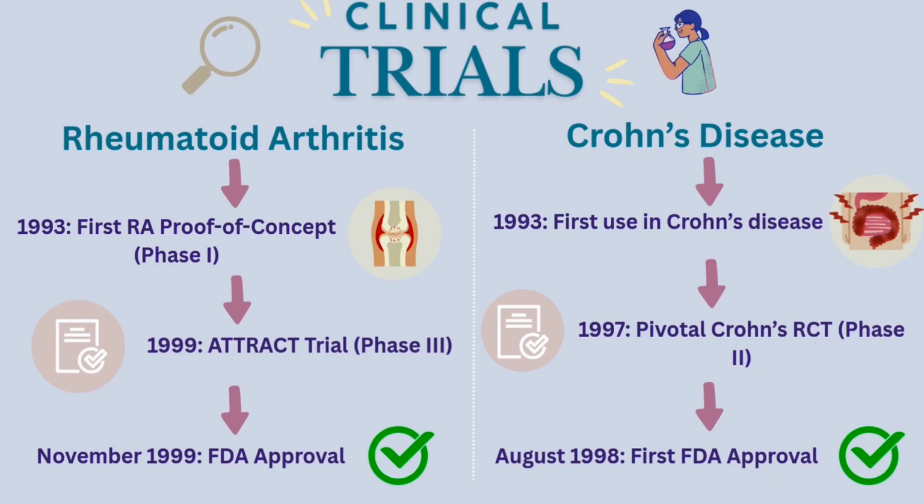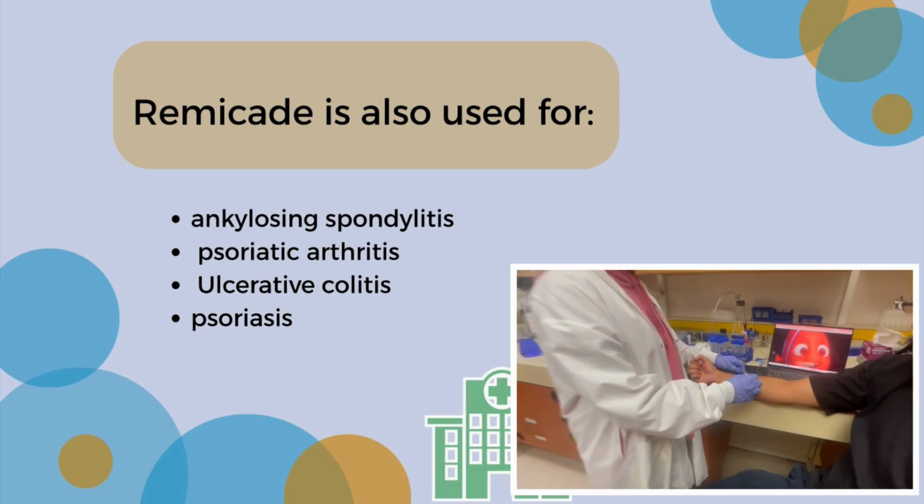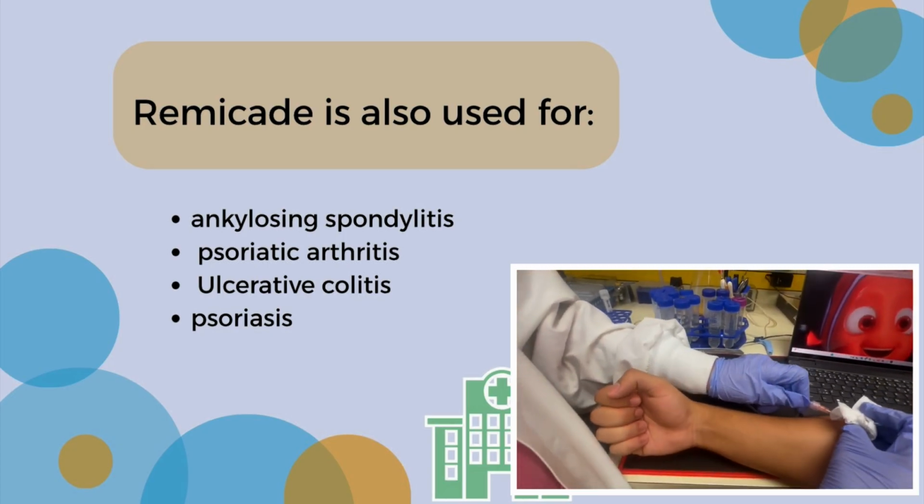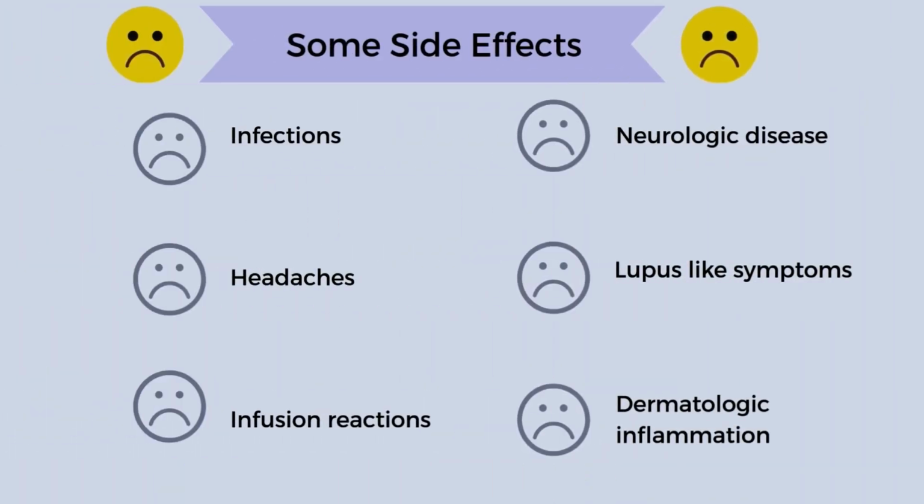These trials proved that blocking TNF alpha could transform inflammatory disease care. Remicade later had label expansions for many other autoimmune disorders. The clinical trials showed that infliximab was well tolerated, with side effects being mild to moderate.